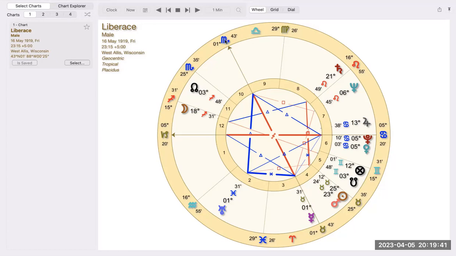And then Scorpio is on the 10th house cusp. Yes. Ruled by Mars, who's in the 4th house, but there's nobody there either. Yes.